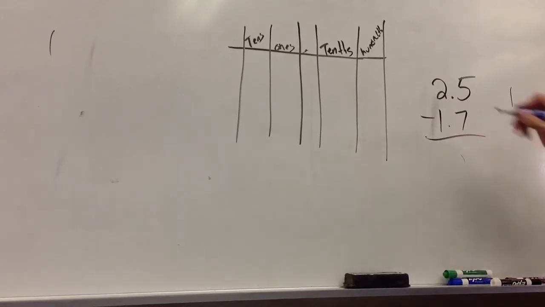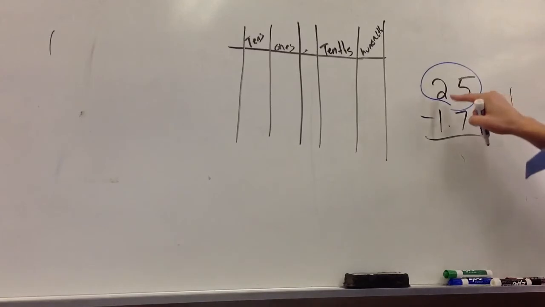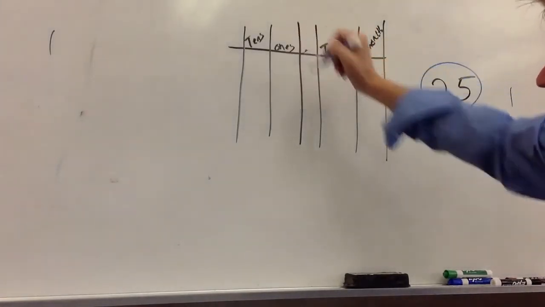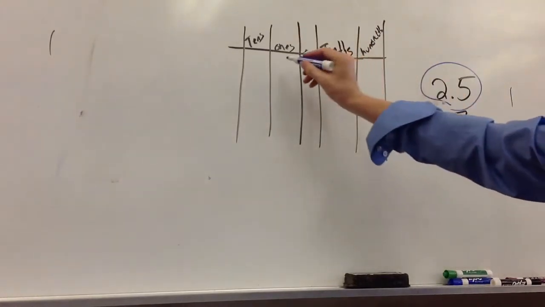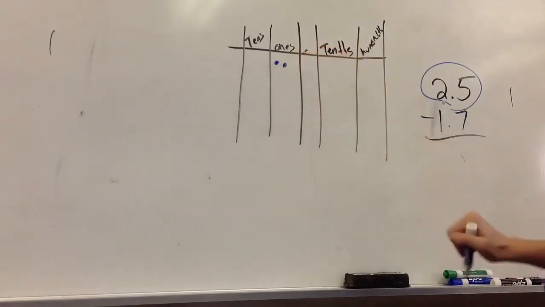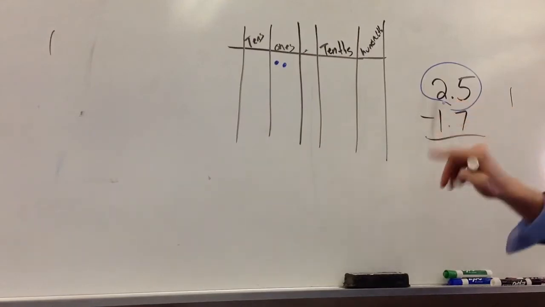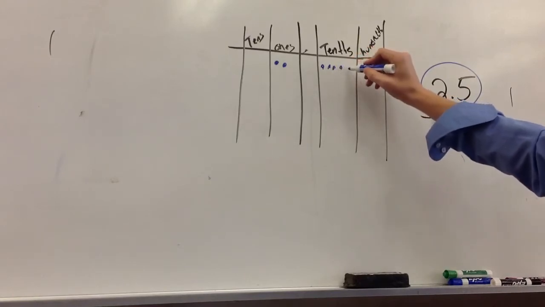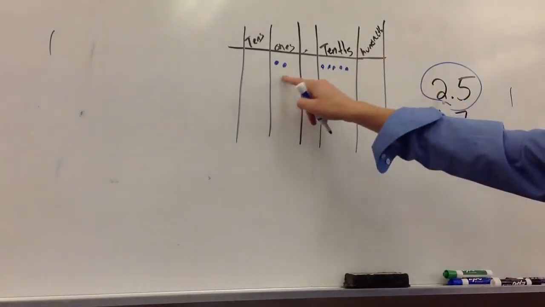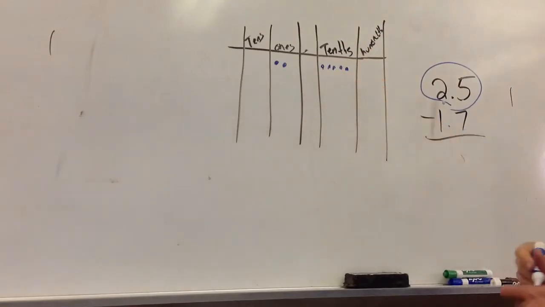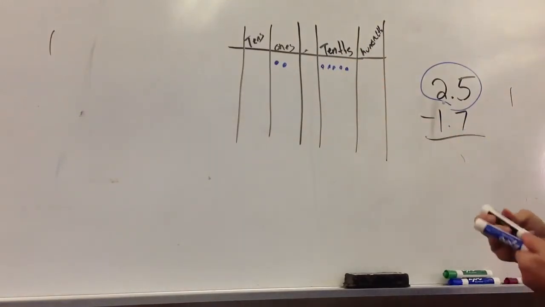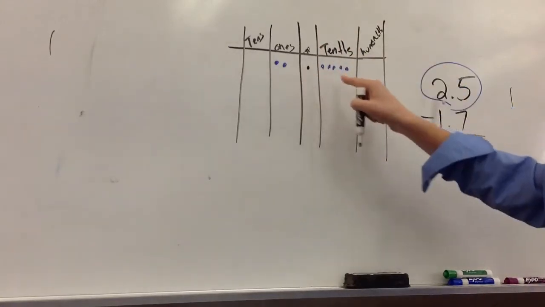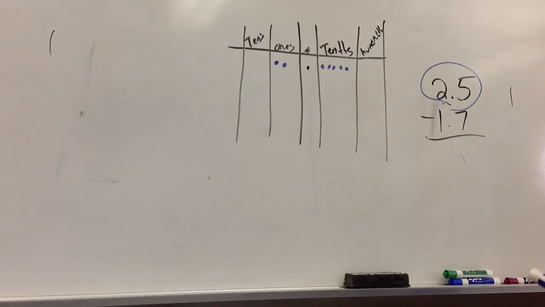Let's start with the first number, 2 and 5/10. We're going to look at the whole number, which is 2. So we need to make 2 little dots in the ones place because 2 is in the ones place. We have 2 ones. And now we have how many tenths? 5/10. 1, 2, 3, 4, and 5. As you can see, we have 2 and 5/10. Now remember, this spot right here is a decimal. So you can see we have a decimal, 2 and 5/10. I have 2 ones and 5/10.